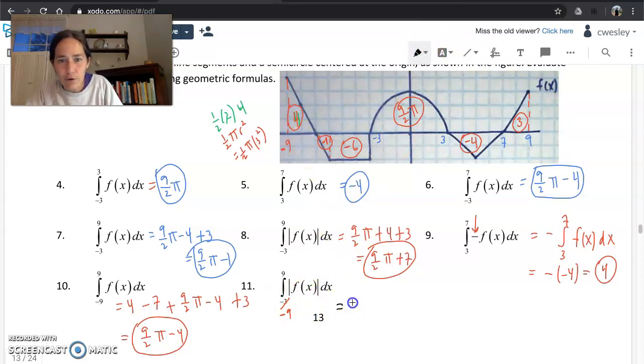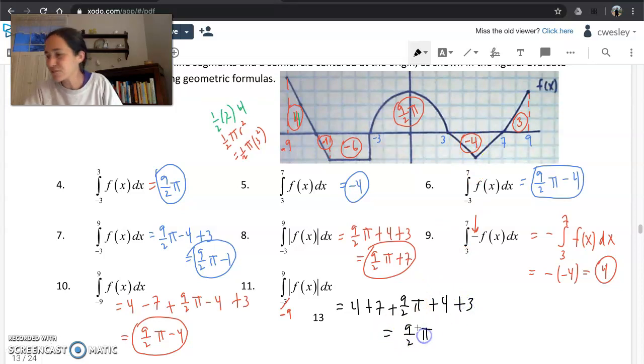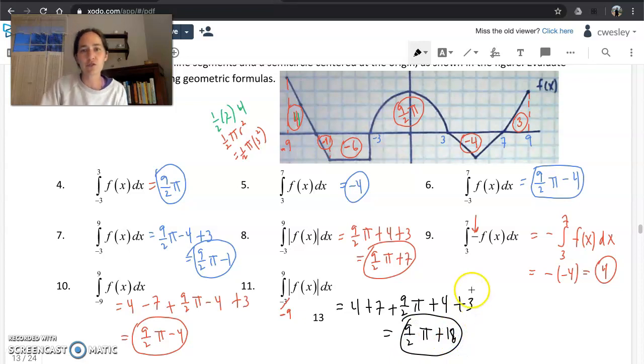We've got 4. Instead of -7, let's add 7 for this trapezoid. Let's add 9/2 pi. Let's add 4 because we're talking absolute value here. So +4 +3. And finally, 9/2 pi plus the number 18 should do the trick in either order there. Pretty good, pretty good. So geometry got us all of those solutions.